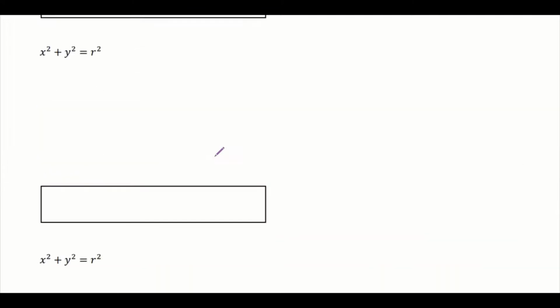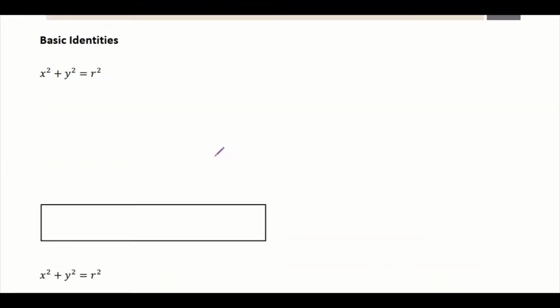Okay, so let's look at the next part, which is basic identities. We just do a quick recap on what we have learned previously.